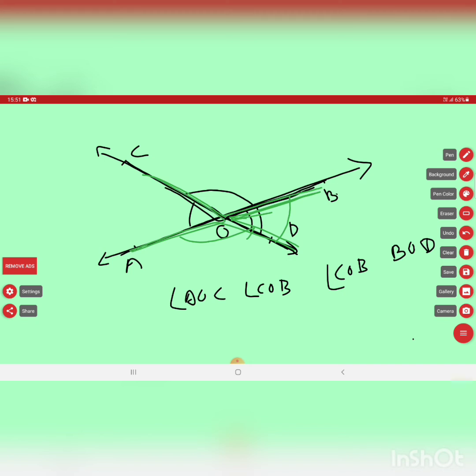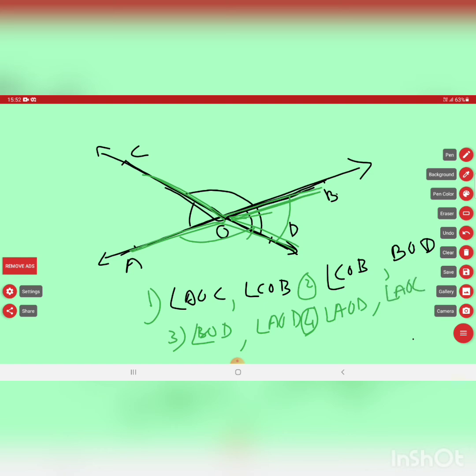So if you take two lines which are intersecting, then you can find four linear pairs. How many? You can see four. First one, AOC, comma COB. Next one, COB, comma BOD. Third one, angle BOD, comma angle AOD. Fourth one, AOD and AOC.